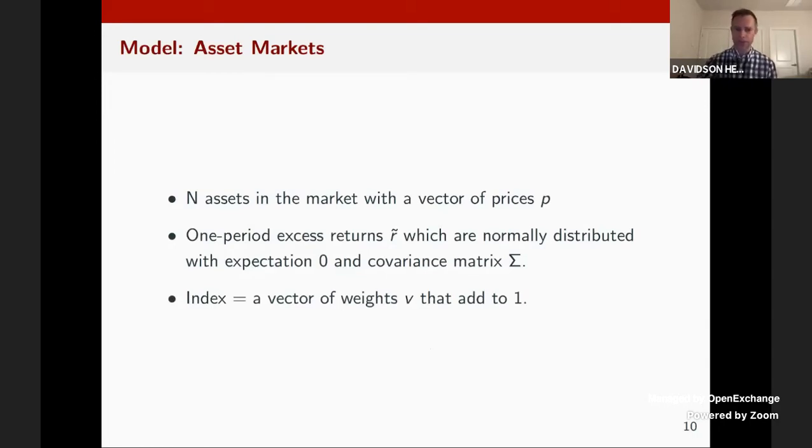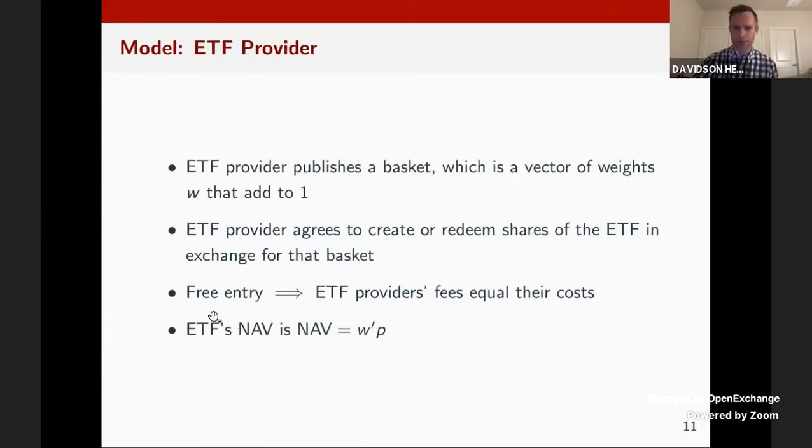Okay, we say there are N assets in the market. It's a very, very simplified, intuition-focused, one-period excess return model, and funds face an externally specified vector of weights that's the index, and that sums up to 1, as you would expect. In the model, there's free entry to become an ETF provider, and the ETF provider's only job is to publish a basket every day, which is a vector of weights W, not necessarily equal to V, right?